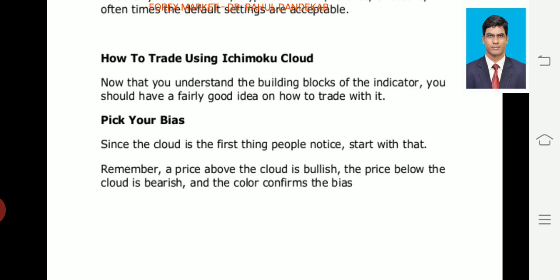How to trade using the Ichimoku cloud? Now that you understand the building blocks of the indicator, you should have a fairly good idea on how to trade with it. Pick your bias. Since the cloud is the first thing people notice, start with that. Remember, a price above the cloud is bullish, a price below the cloud is bearish, and the color confirms the bias.